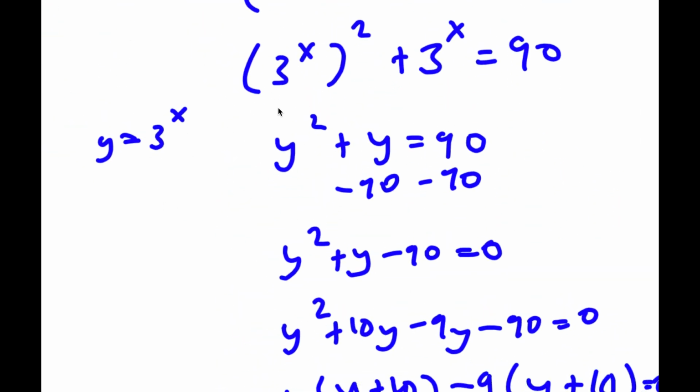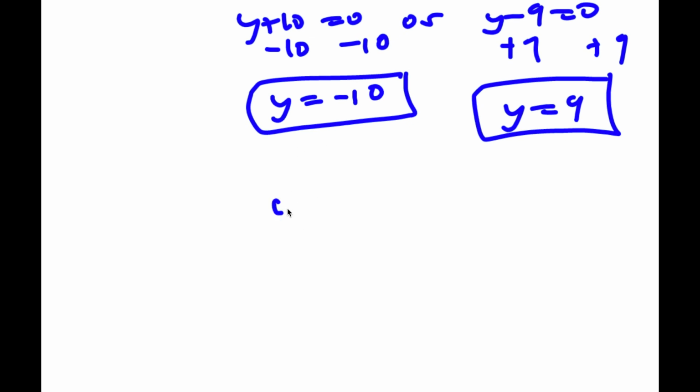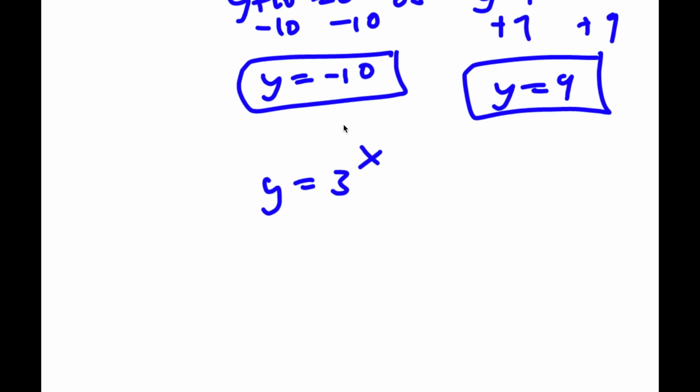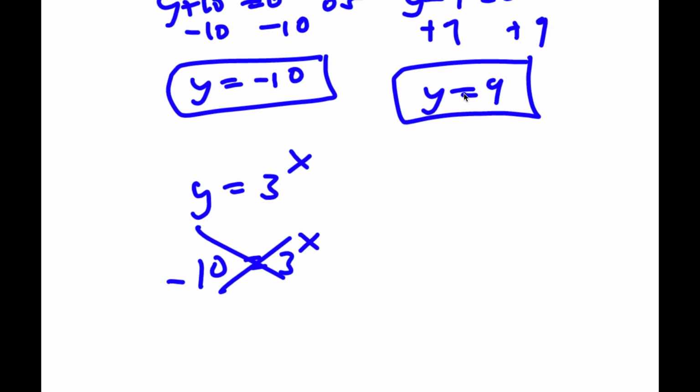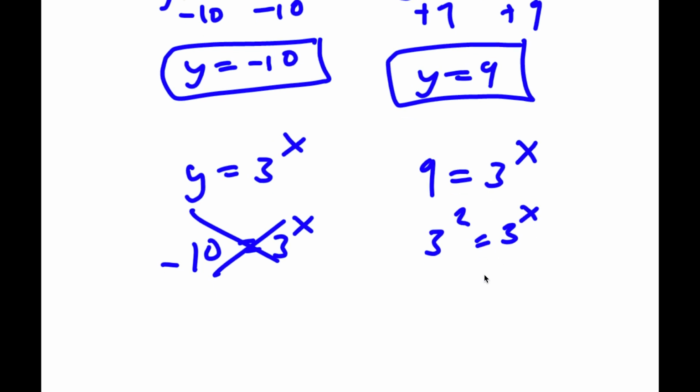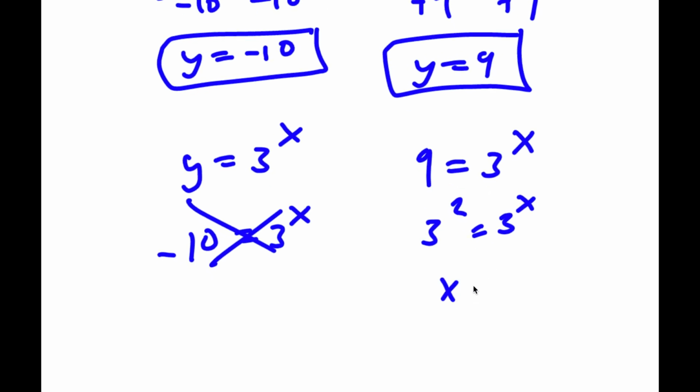Now remember, we set y equals 3 to the power of x. So if y equals 3 to the power of x, now I have to substitute these two values of y into this equation. Let's first start with negative 10. We have negative 10 equals 3 to the power of x. This can't be solved because any number to the power of an exponent can't equal a negative number. So now we have 9. We have 9 equals 3 to the power of x. 9 is equal to 3 squared, so I have 3 squared is equal to 3 to the power of x. This means that x equals 2.